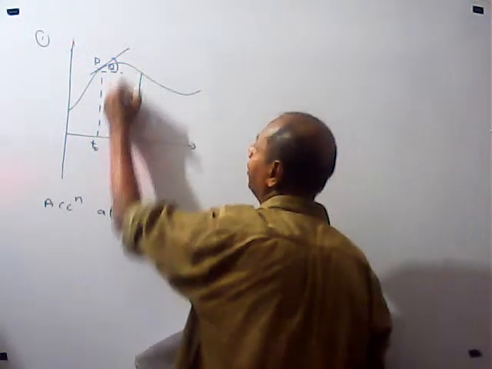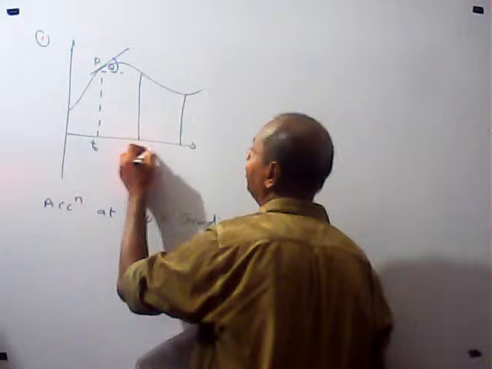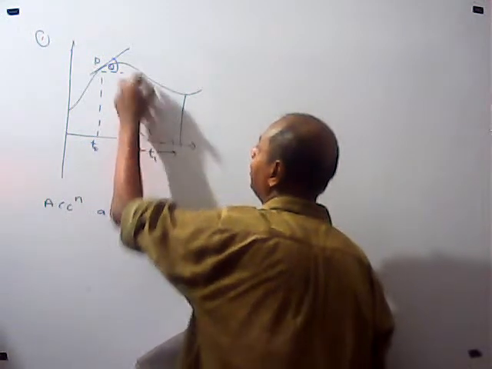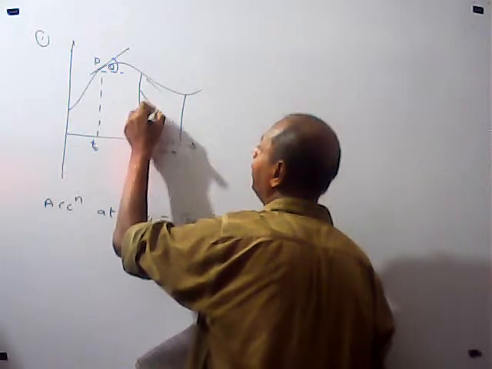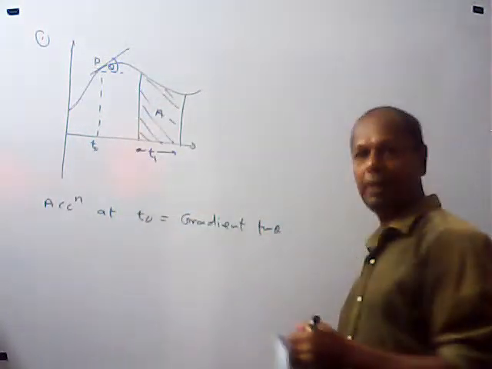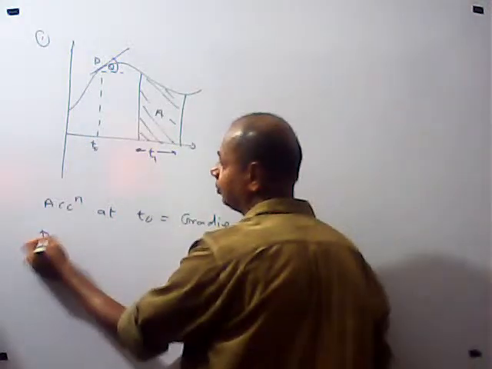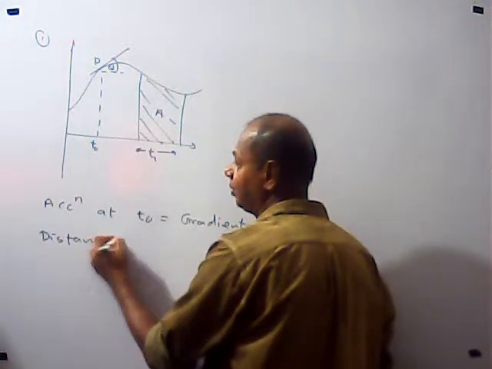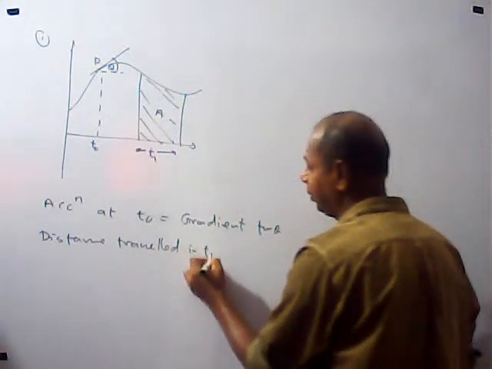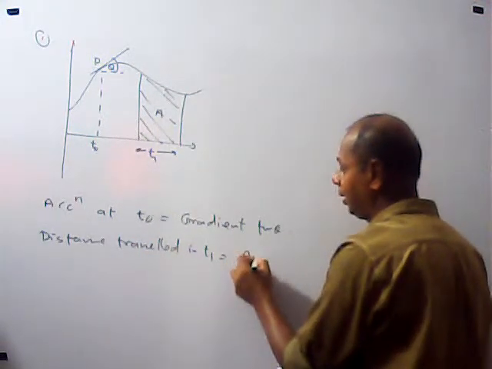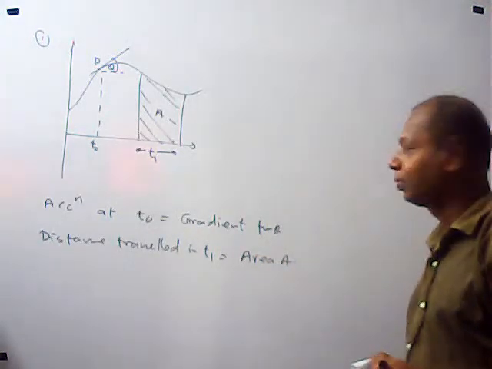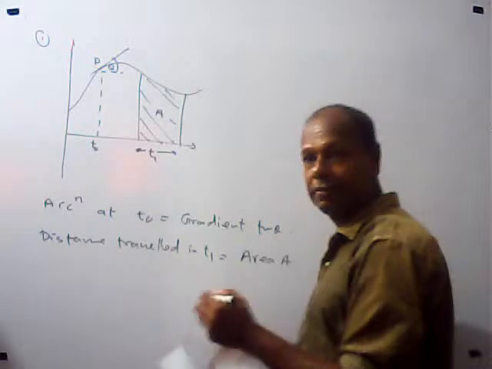Then we said the distance traveled in any time interval t1 is equal to the area A under the curve. Distance traveled in t1 is equal to area A. Right, that's the second rule, and then we connected this with the displacement.